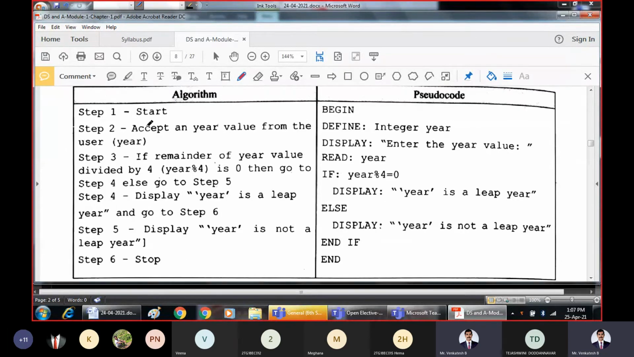First, let us write the algorithm. The algorithm will always start and stop at the end. Step 2: just take the year from the user. That means you have to provide input to find whether the year is a leap year or not. Step 3: the remainder of the year value after division by 4 is 0. That means take the number and divide it by 4. Perform the modulo operation, not the division operation. This is different and this is different. This will always give the quotient and this will always give the remainder.